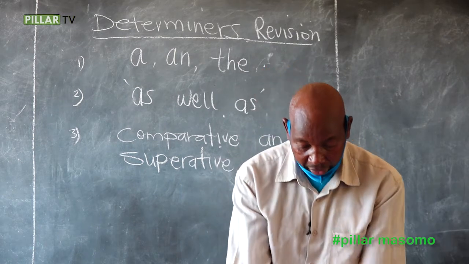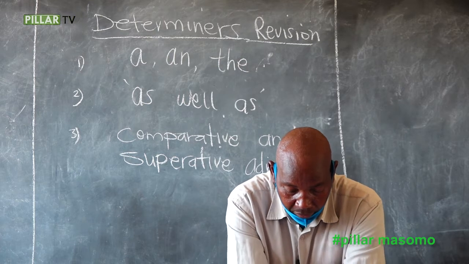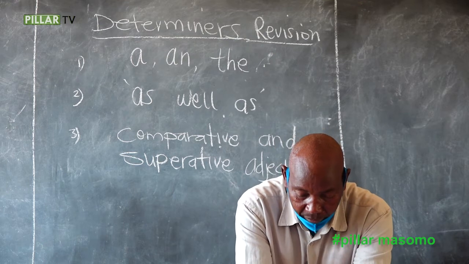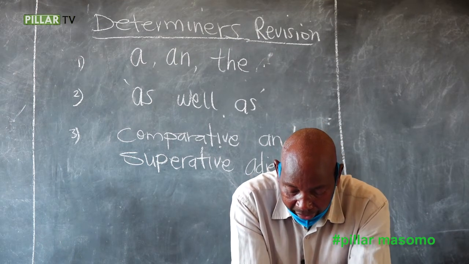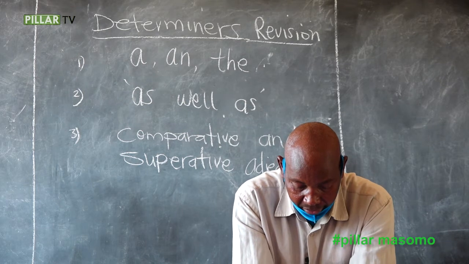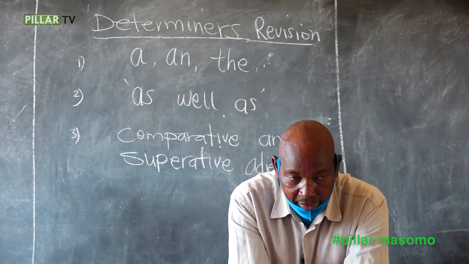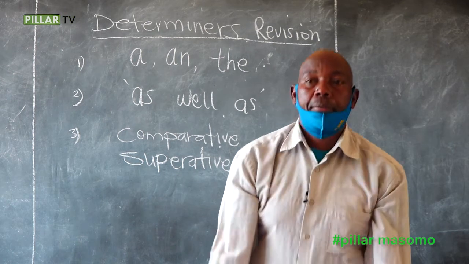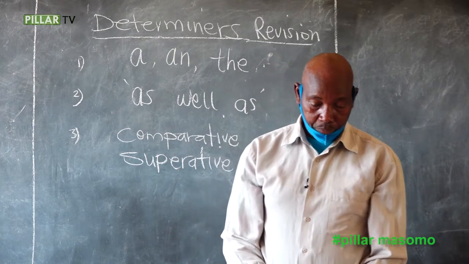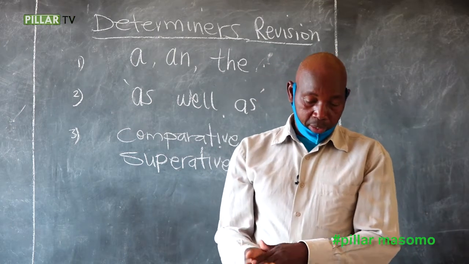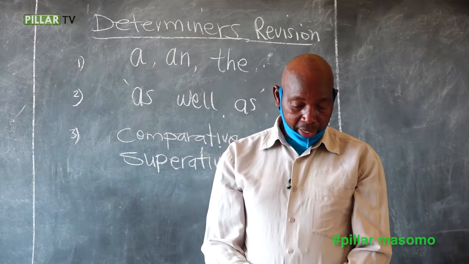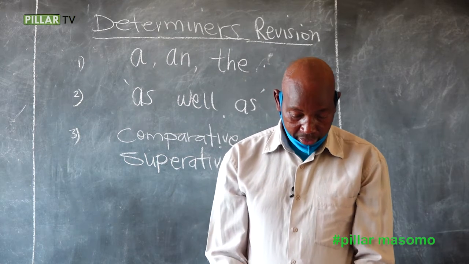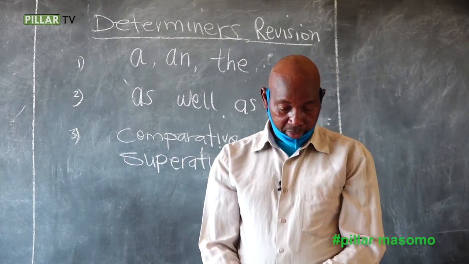I have also another sentence here. Lolani hurt his ankle. He also hurt his knee. Who can do it for us? Maurice? Lolani hurt his ankle as well as his knee. Fine.